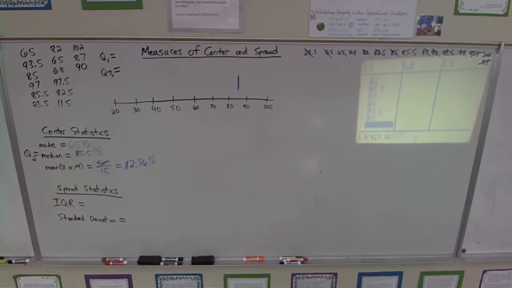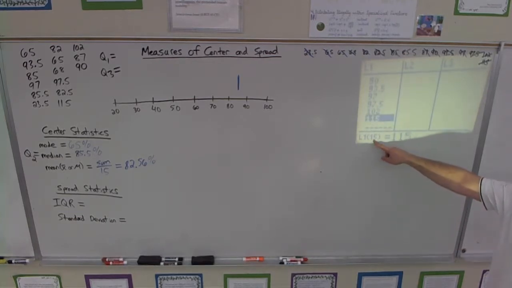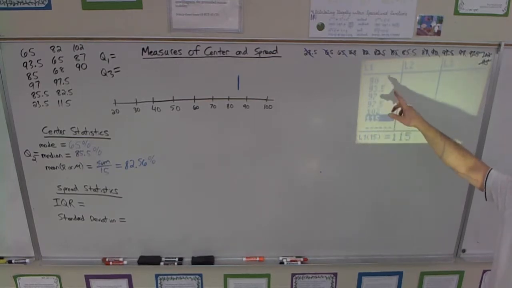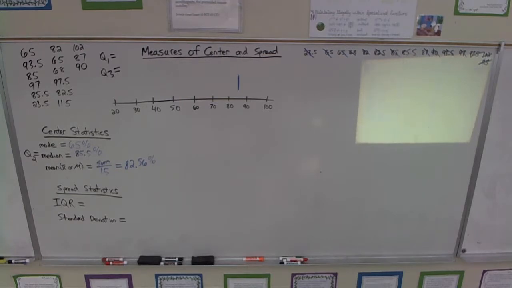That's 62. I have a mistake? Let me know if you see one. And you can quickly check to see if you have 15 entries or 15 is the dimension of this list vector. Okay, I do.